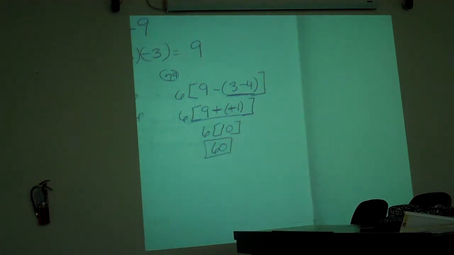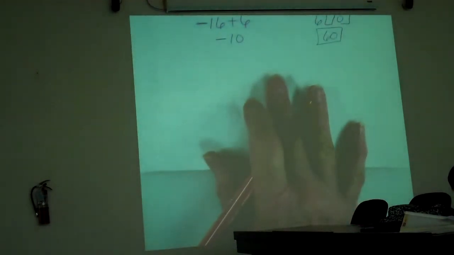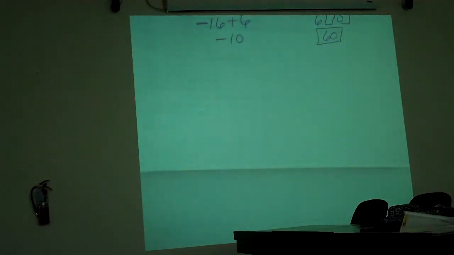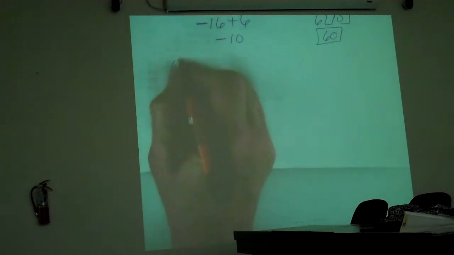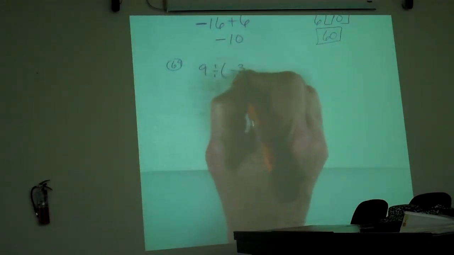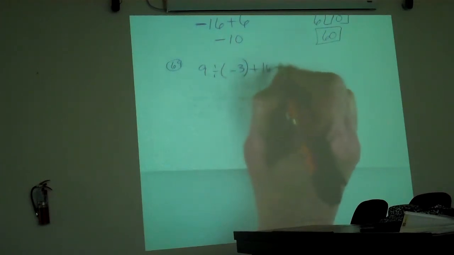Okay? Still, you're using the same order of operations that you've always used. Just have a couple of extra little rows in there. Okay, let's do, let me see, let's do number 69. That one's not very hard, is it? We'll do it anyway. 69 is 9 divided by negative 3 plus 16 divided by 8.